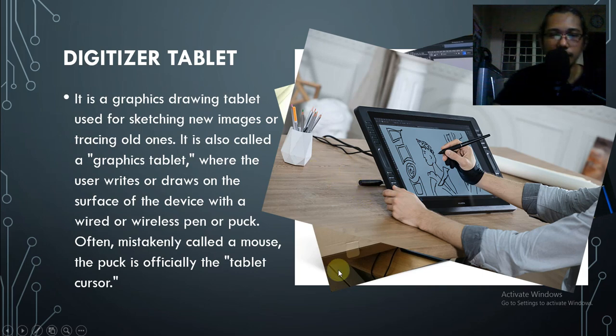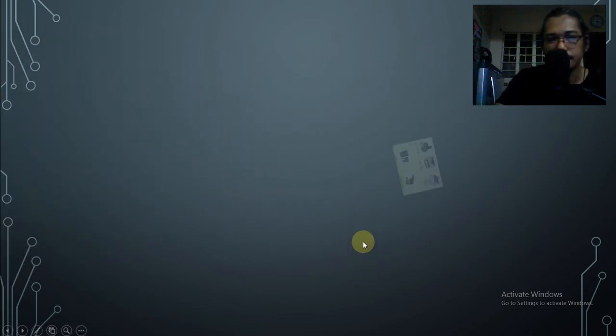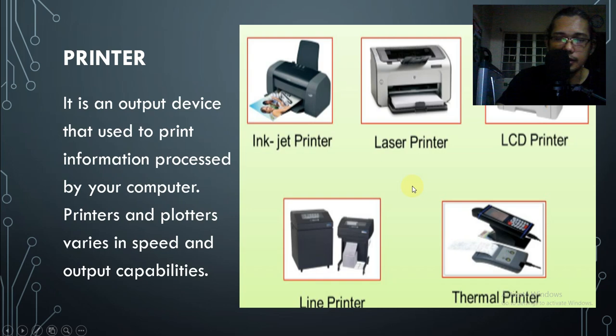You can draw over the screen of this tablet. Okay. Yan, siguro naman familiar na kayo dito, no? These are the printers, and these are the 5 different types of printer. A printer is an output device that is used to print information processed by your computer. Printers and plotters vary in speed and output capabilities. So meron tayong dalawa dito, printer saka plotter, no? So later muna yung plotter, printer muna tayo.